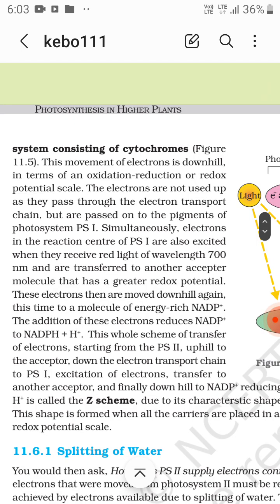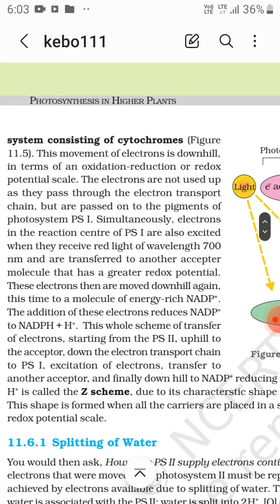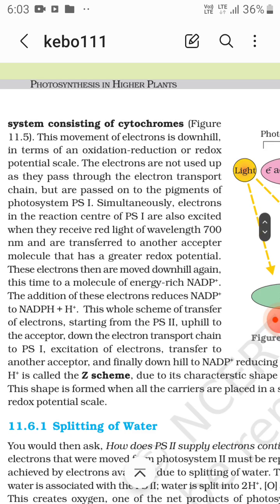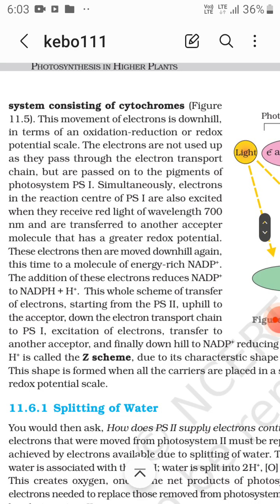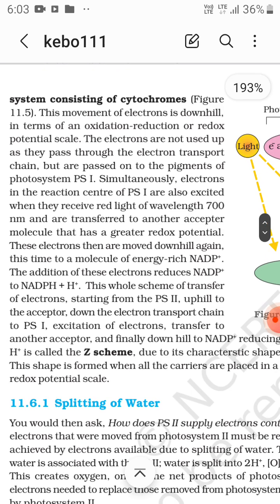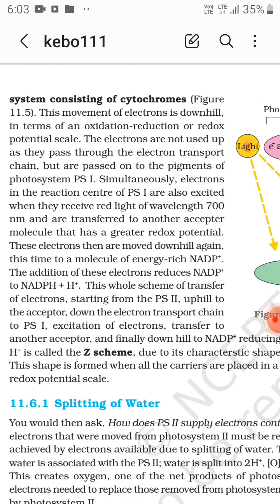Simultaneously, the electrons in the reaction center of PS1 are also excited when they receive red light of wavelength 700 nanometers and are transported to another acceptor molecule that has a greater redox potential. These electrons are then moved downhill again, this time to a molecule of energy rich NADP+. The addition of these electrons reduces NADP+ to NADPH plus H+.